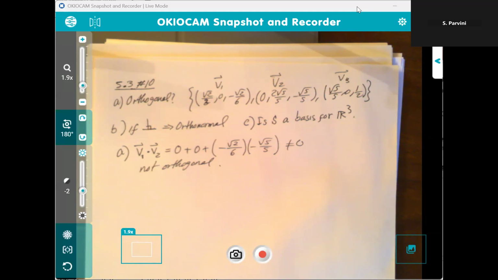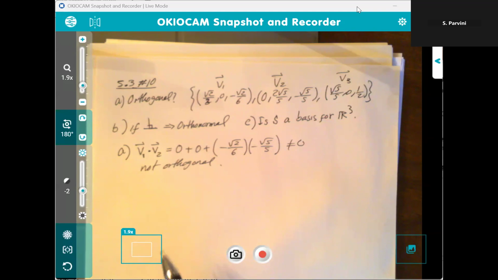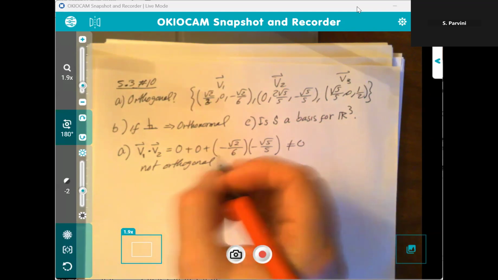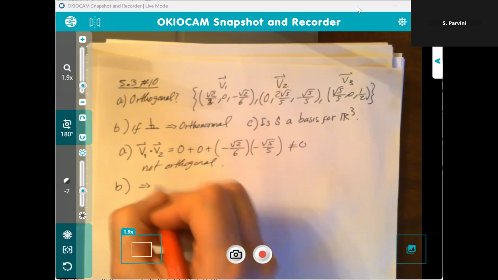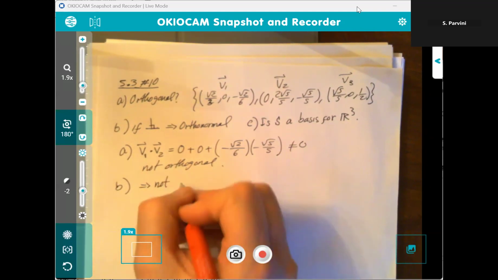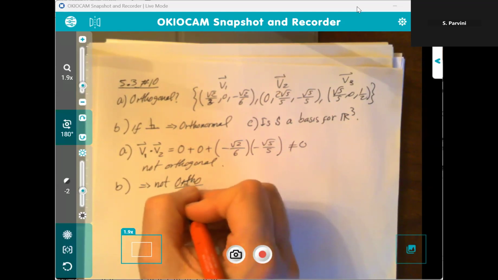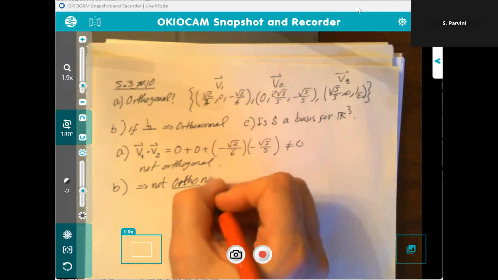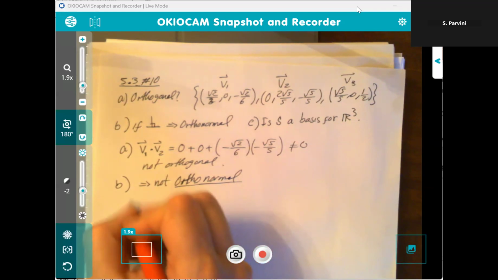Now, in part B, it says if orthogonal, are they orthonormal? Well, they're not orthogonal, so we can't say they're orthonormal, right? Therefore, that's pretty much given. In part B, the result is that they are not orthonormal. The part that it fails is the ortho part, even if the magnitude is 1. But we can actually see even the magnitude won't work.